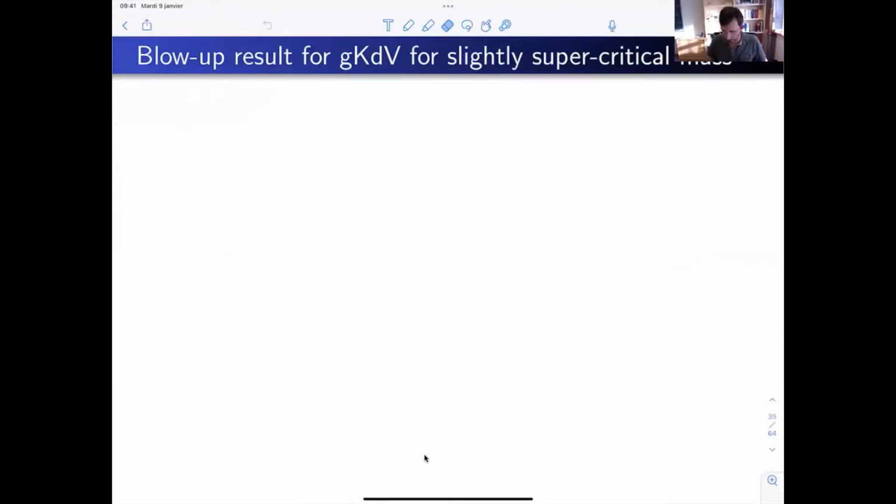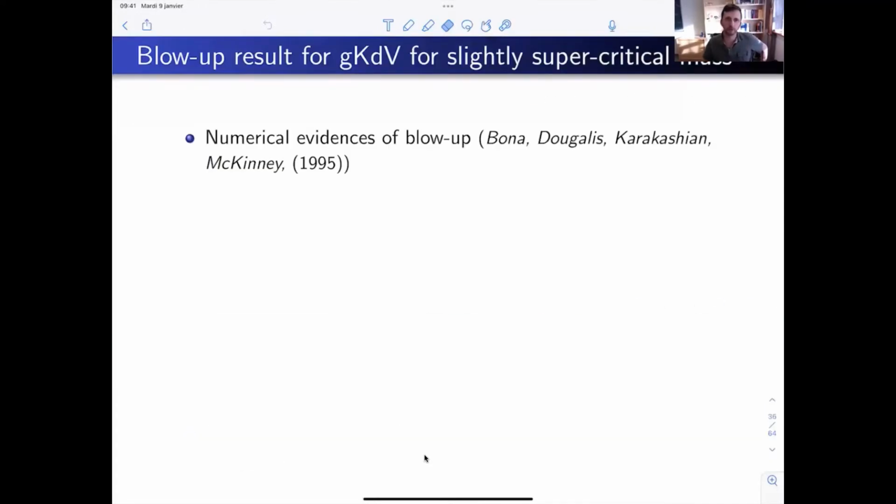Now I would like to do a small review of what has been done. It's somehow two decades of work since the beginning of the 2000s. First, I should say that there is some numerical work, for example by Bona, Dougalis, Karakashian, and McKinney in '95. There are numerical evidences of blowup, but the problem was completely open for a long time.